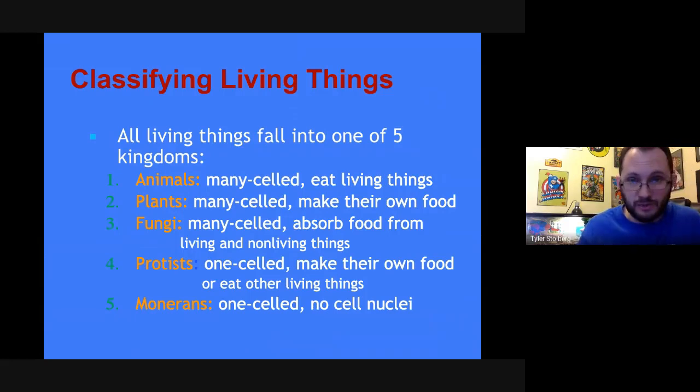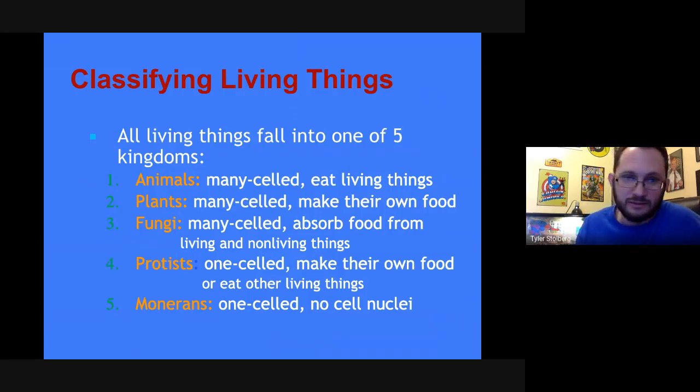It's going to be animals. You should be familiar with the animal kingdom because you are part of the animal kingdom. Animals have many cells, and they eat living things. They consume to get food. Plants also have many cells, but they are producers. They make their own food.